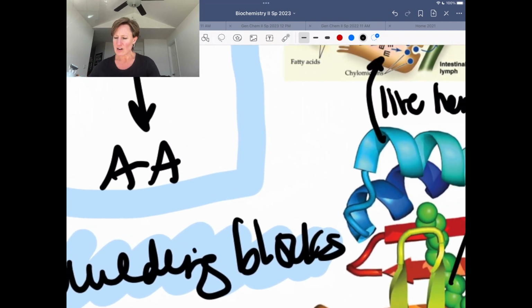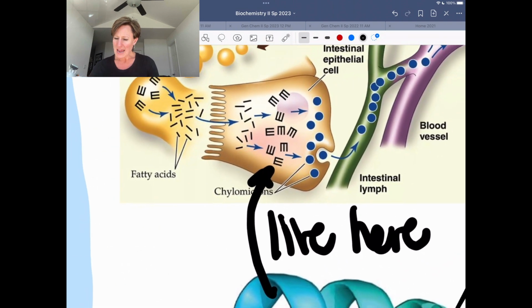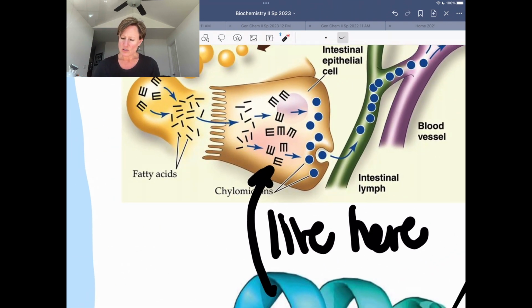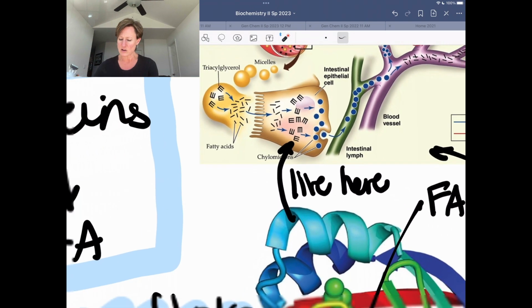We'll get to this on our bloodstream slide, but noting what happens here, what we're going to do then is reassemble them into triglycerides once we've got them inside these intestinal epithelial cells, and then we're going to package them into lipid transport vehicles that we call chylomicrons.